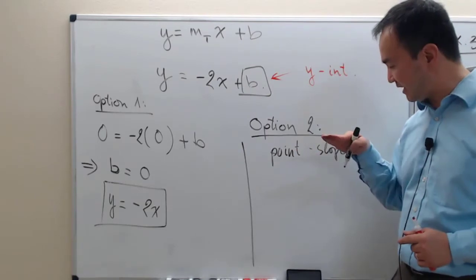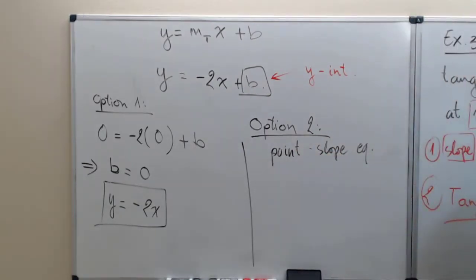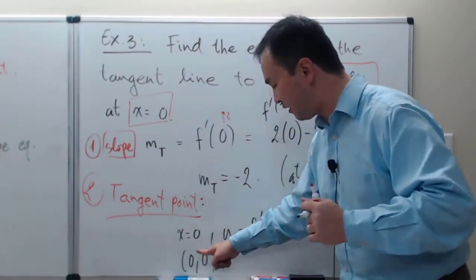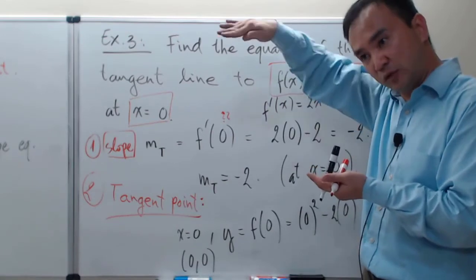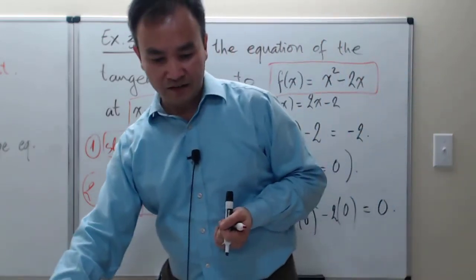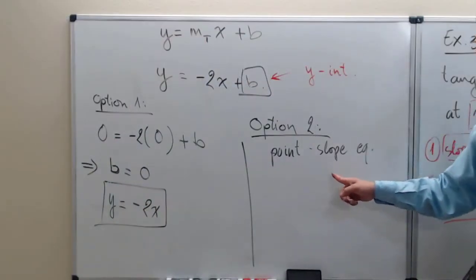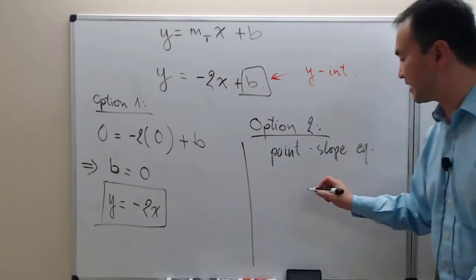We can directly get the point slope equation because we already had the tangent point. Let me remind you, we already had the tangent point, and that tangent point stays on the tangent line as well. And so to get the equation of the line, we can start out with that easy form, the point slope form. So here's how the point slope form looks.